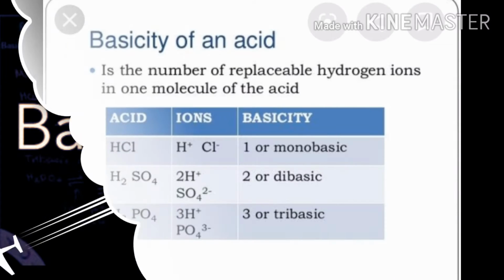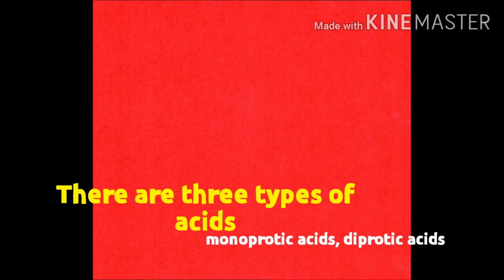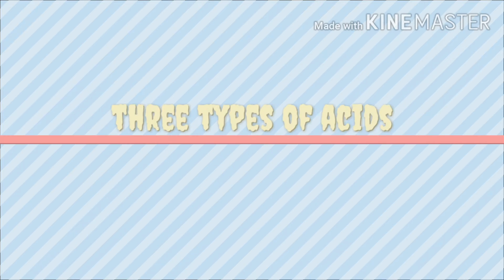Basicity of acids. Basicity of an acid is the number of replaceable hydrogen ions in one molecule of the acid. There are three types of acids: monoprotic acids, diprotic acids, and triprotic acids.